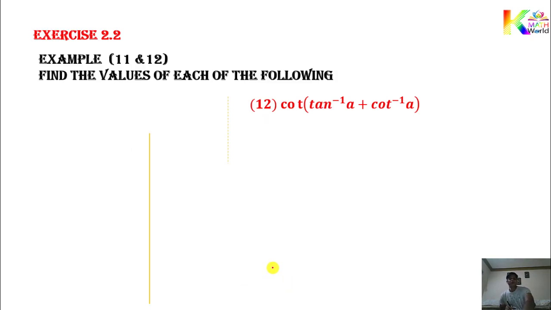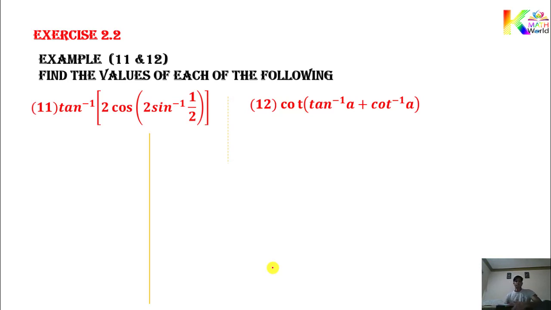Find the value of each of the following. Two questions are there. Tan inverse of 2 cos of 2 sin inverse 1 by 2. We know the value for this 1 by 2. What is the value? Sin 30, that is 1 by 2. It means we can write here pi by 6. So 2 as it is, and sin inverse of 1 by 2, that is pi by 6. So you get 2 pi by 6. 2 cancels out. So what is left? 2 times cos pi by 3.